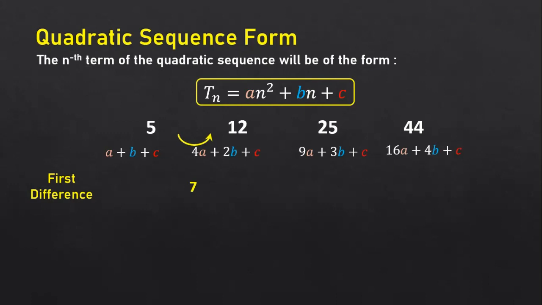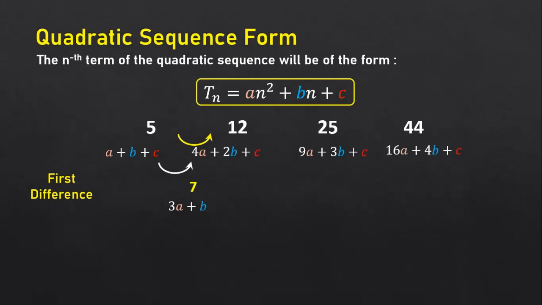Okay, in the same way, for the equation a plus 2b plus c, we can take the subtraction as well. We got 3a plus b. How do you know that? That's very easy. First difference means we subtract the first term from the second term: 4a plus 2b plus c minus a plus b plus c. So that's why we got 3a plus b.